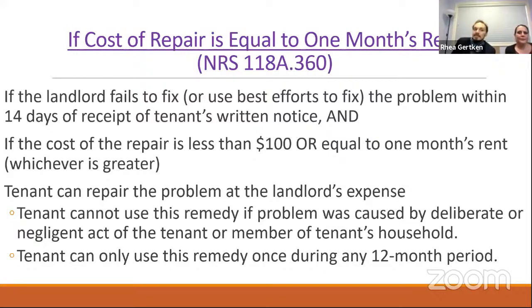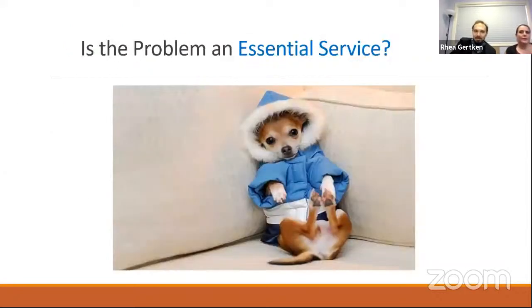However, again, you can't use this remedy if you started out behind on rent. You can't use this remedy if the problem was caused by a deliberate or negligent act of the tenant or a member of the tenant's household. So if your kid flushed a toy down the toilet, your landlord is probably not going to be on the hook for your children breaking things in the household. And the tenant can only use this remedy once during any 12-month period. I don't think I've ever come across a situation where people were having to use this remedy more than once in a 12-month period, but it pays to be aware that that's out there.